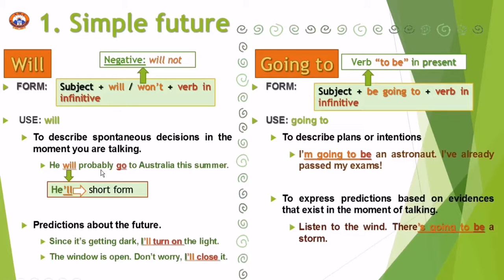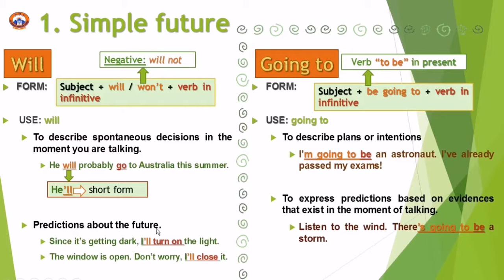He will probably go to Australia this summer. He will, apostrophe double L, short form of will. He'll probably go to Australia this summer. Okay, this is a quick decision. Spontaneous and quick decision, just in the moment of speaking. I didn't have any intention before.